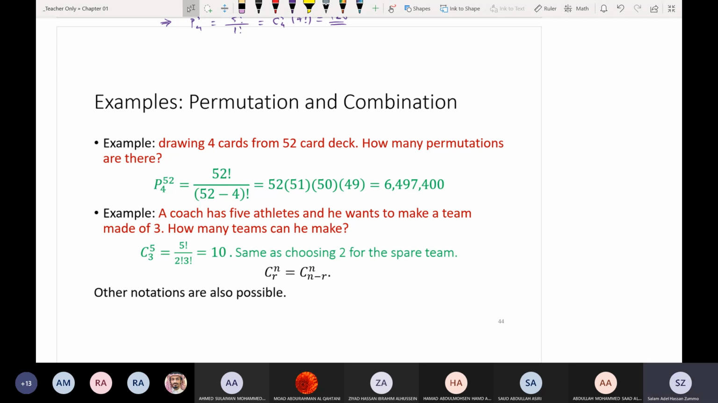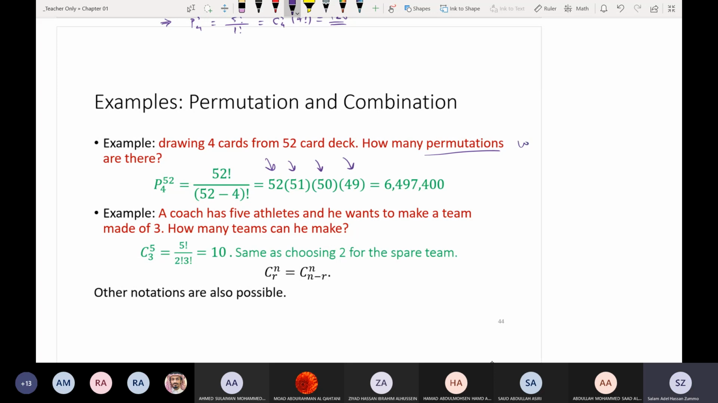In this case, this is the permutations, which is 52 factorial divided by 52 minus 4, because each time I draw a card I don't return it. So the first time I have 52, the number of cards I can pick from is 52. The second time, how many cards do I have left? 51, right? Because I drew it and didn't return it, without replacement. The third time 50 cards. The fourth time 49.